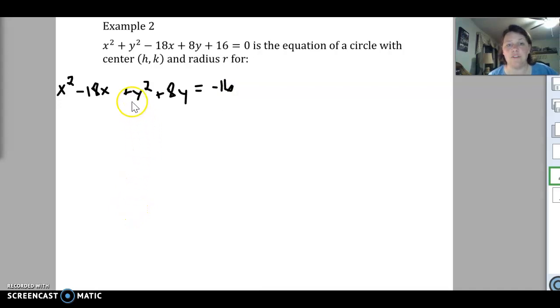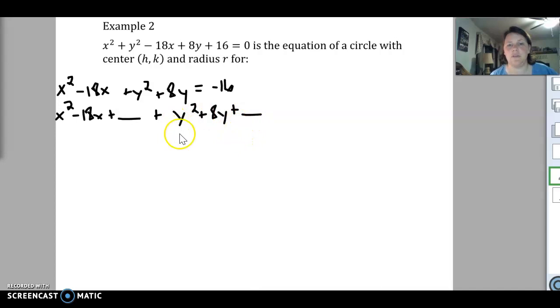Okay, no coefficients. Now, no a for a leading coefficient. We need to check both the group of x's and our group of y's for leading coefficients. A is 1 for both of them, so we're good to skip that step. Next thing we need to do is to rewrite, leaving our blanks. So we have x squared minus 18x plus a blank. So that's our x group. Now we're going to group our y's: y squared plus 8y plus a blank.